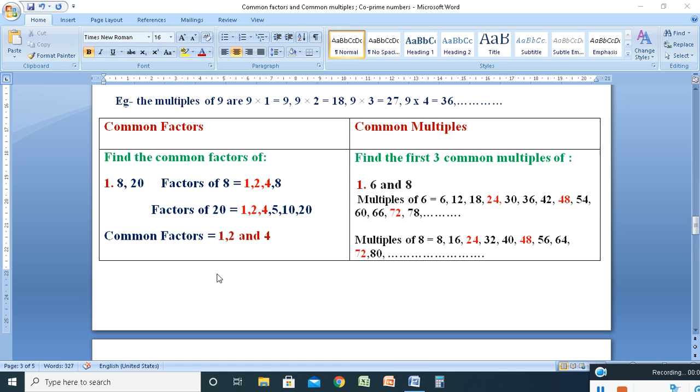Then the next topic is common multiples. So what are common multiples? For this, you have to mention the multiples of the pair of numbers. Here also they will give two numbers or even three numbers.